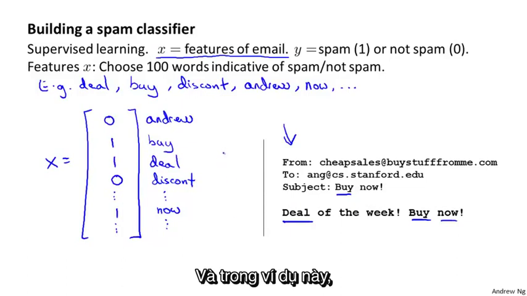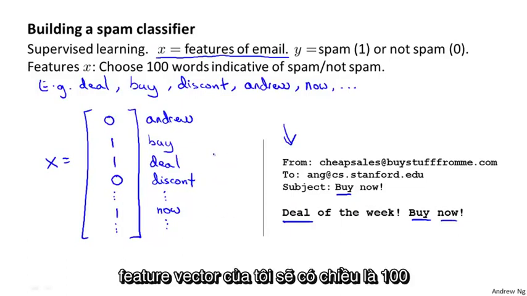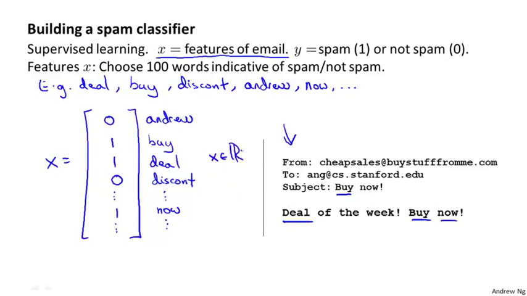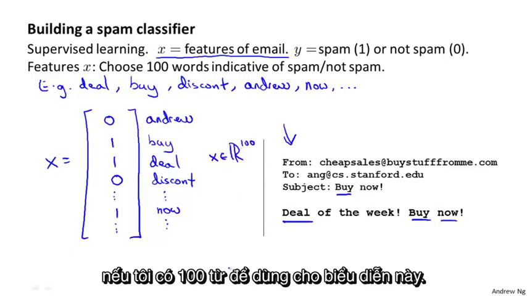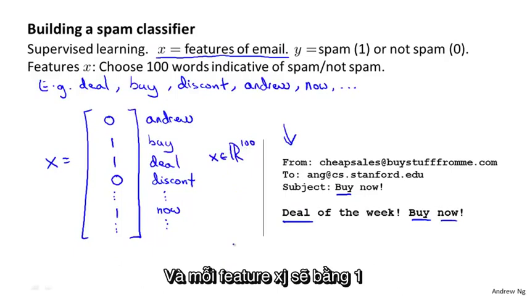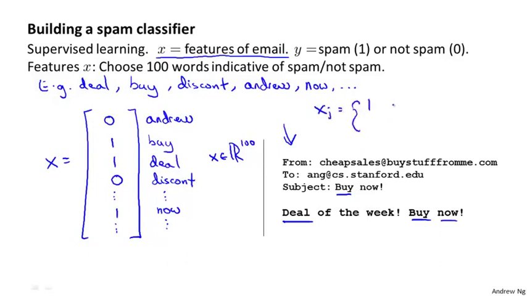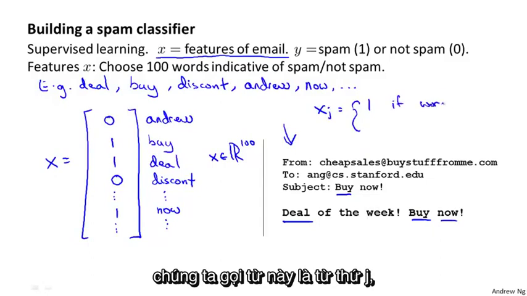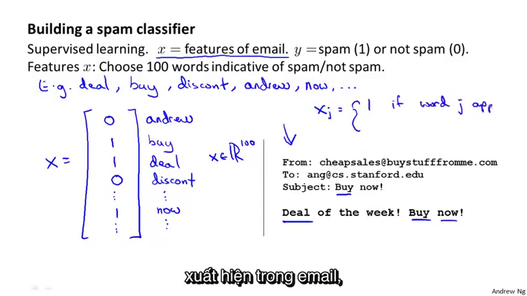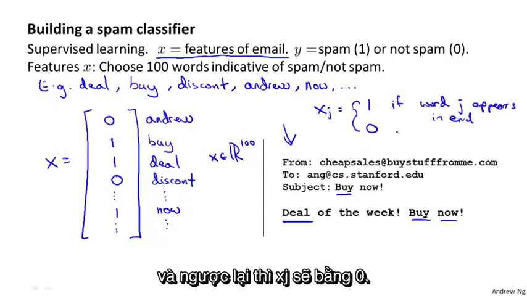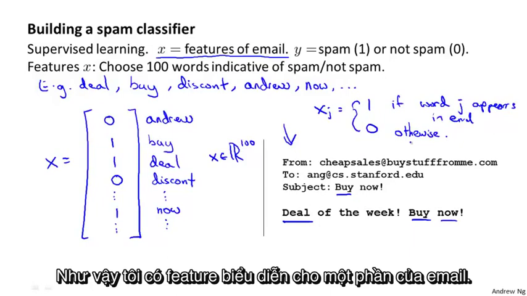And in this example, my feature vector would have dimension 100 if I chose 100 words to use for this representation. And each of my features xj will basically be 1 if a particular word, let me call this word j, appears in the email, and xj would be 0 otherwise. Okay, so that gives me a representation, a feature representation of a piece of email.